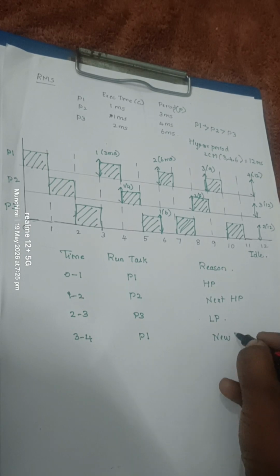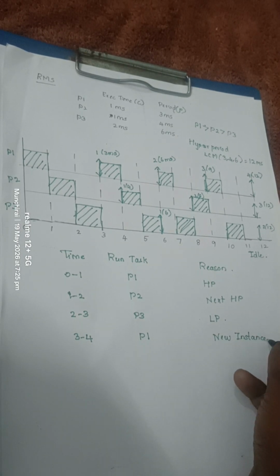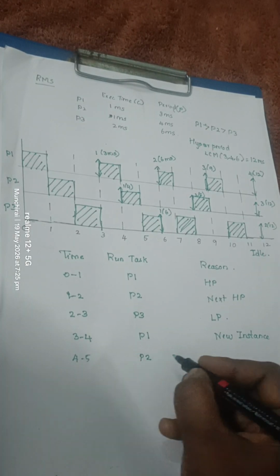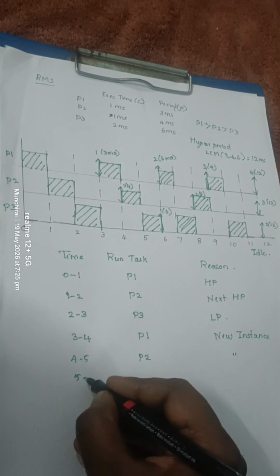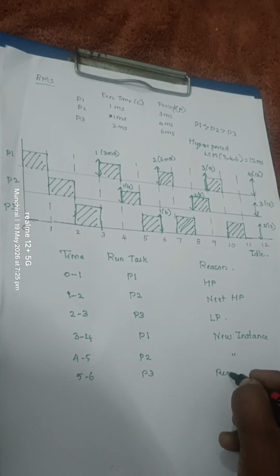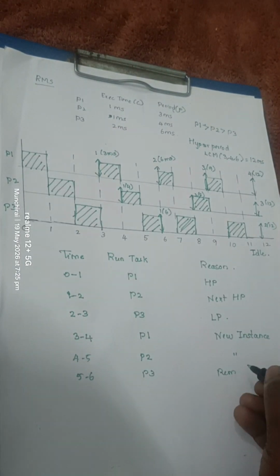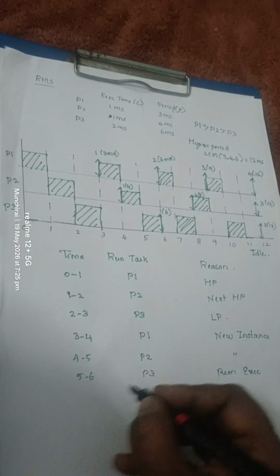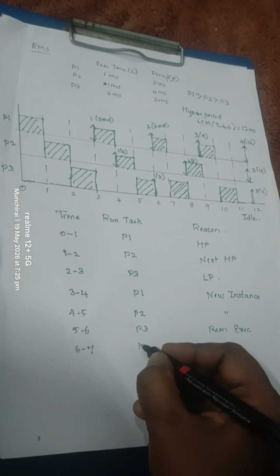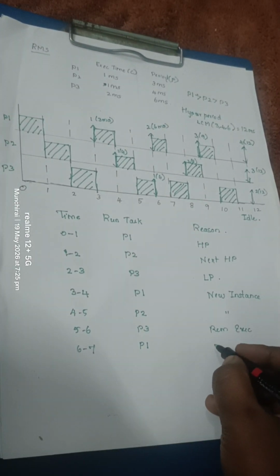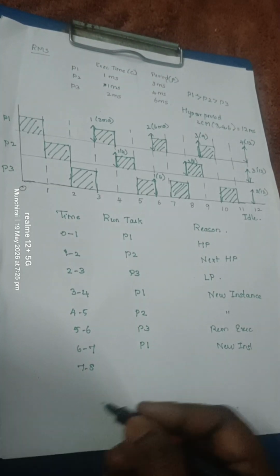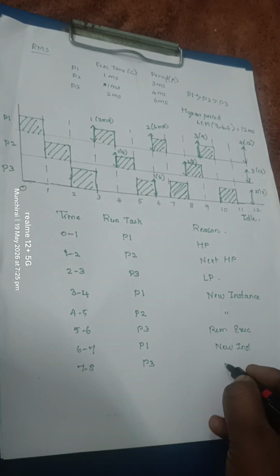New instance. Next from 4 to 5, we'll check P2 because it's a new instance. From 5 to 6, P3. This is the remaining part: 1 millisecond is already over, and the remaining millisecond you're executing now. Next 6 to 7, P1, the new instance. 7 to 8, P3, it's the lowest priority.